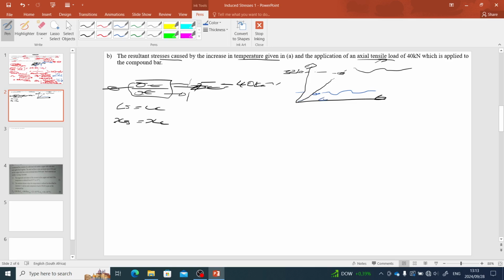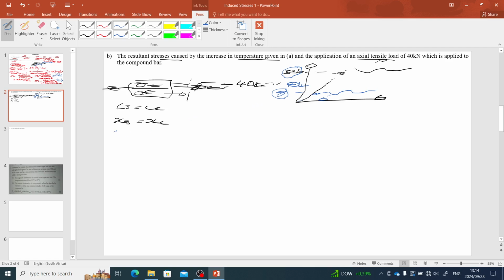You can tell that the Young modulus, the strength of material, is not the same. Now, out of 40 kilonewton that is being applied on this material, copper was able to absorb 8 kilonewton. Then steel was able to absorb 32 kilonewton. When you add the two, you must still get 40 kilonewton. That's what I mean by that funny explanation that I just gave you.